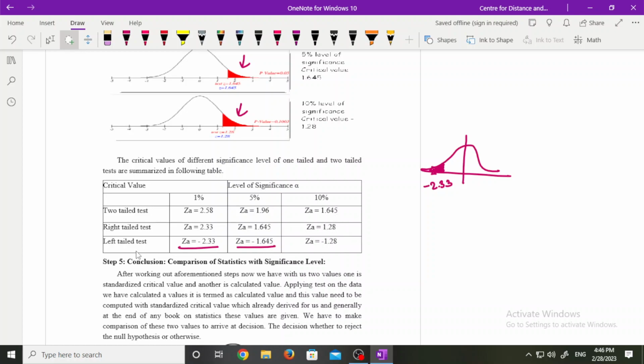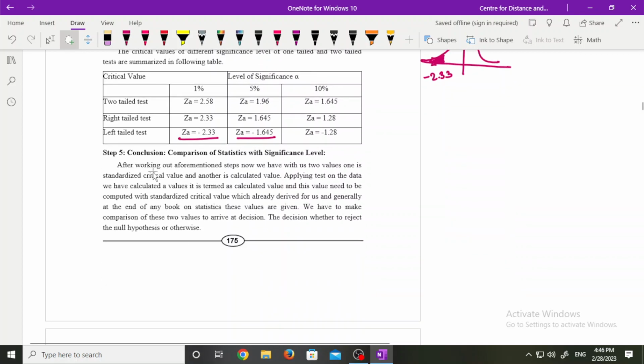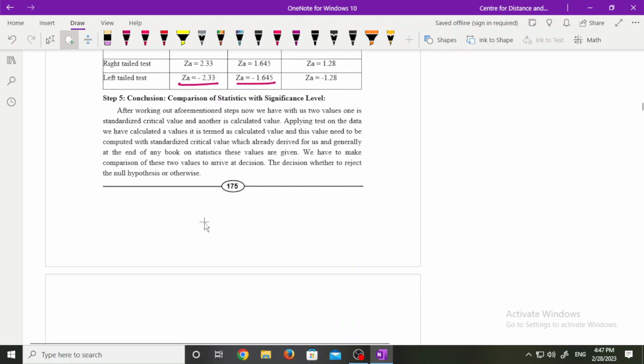Similarly for 10%. Then in step 5 we come to the conclusion, the comparison of the statistic with the significance level. After working out the steps, we now have two values, one is the standardized critical value and another is the calculated value. Then we have to take a decision whether to reject the null hypothesis or otherwise.